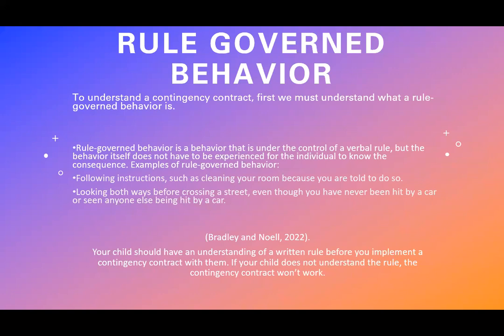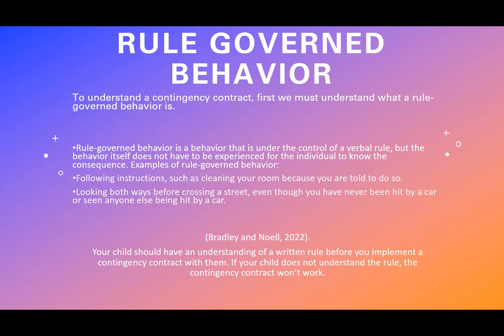So let's go over rule-governed behavior. Rule-governed behavior is a behavior that is under the control of a verbal rule or a written rule, but the behavior itself does not have to be experienced for the individual to know the consequence. So some examples of rule-governed behavior include following instructions, such as cleaning your room because you were told to do so, or looking both ways before crossing a street, even though you have never been hit by a car or seen anyone else being hit by a car, according to Bradley and Noel 2022.